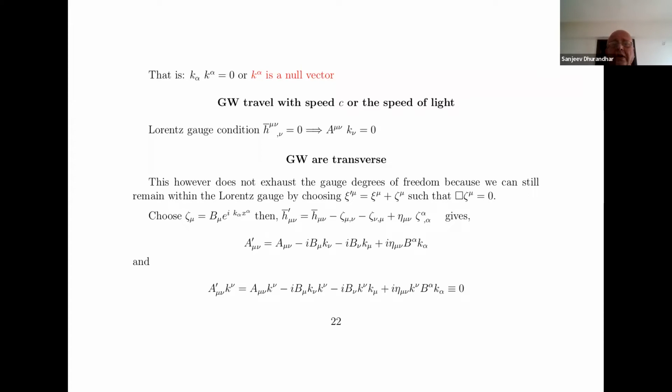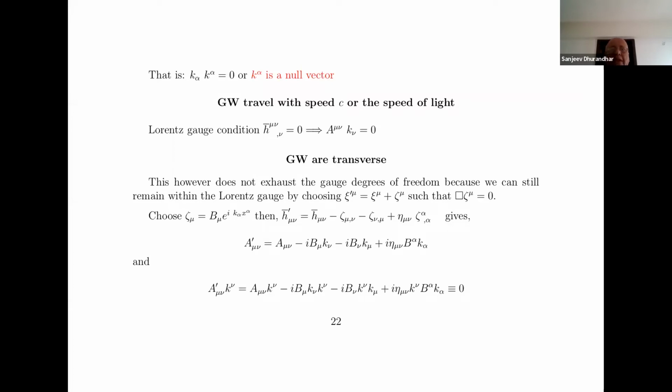This, however, does not exhaust the gauge degrees of freedom, because we can still remain within the Lorentz gauge by choosing, as I said, xi prime mu equal to xi mu plus zeta mu, such that box of xi mu is zero, box of zeta mu is zero. So let's see what you can do with this. Choose again a solution here, zeta mu equal to b mu into e to the i k alpha x alpha. Okay, so b mu is again a constant.